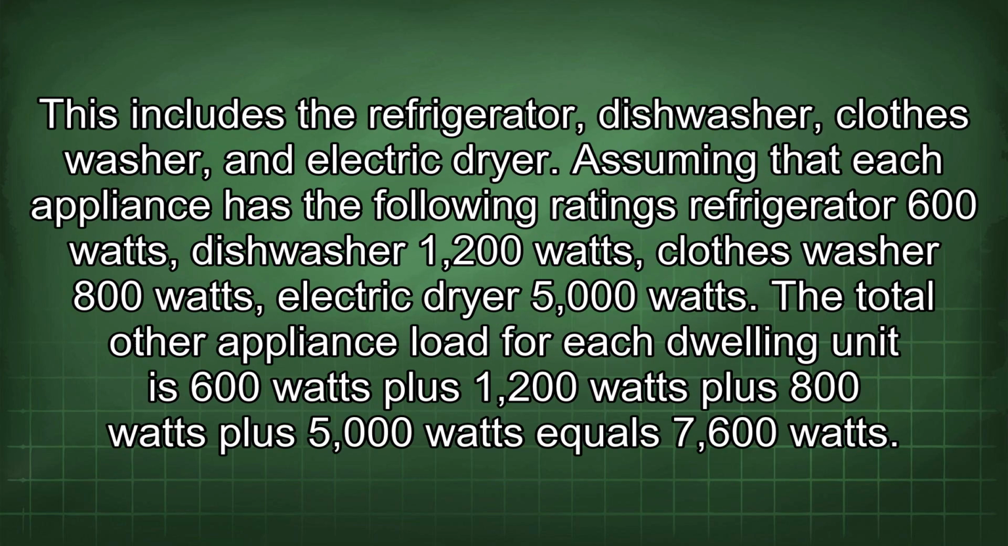Fifthly, calculate the other appliance loads for each dwelling unit. This includes the refrigerator, dishwasher, clothes washer, and electric dryer. Assuming that each appliance has the following ratings: refrigerator 600 watts, dishwasher 1200 watts, clothes washer 800 watts, electric dryer 5000 watts. The total other appliance load for each dwelling unit is 600 watts plus 1200 watts plus 800 watts plus 5000 watts equals 7600 watts.